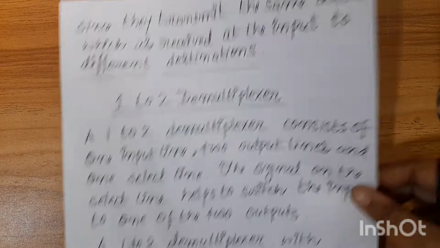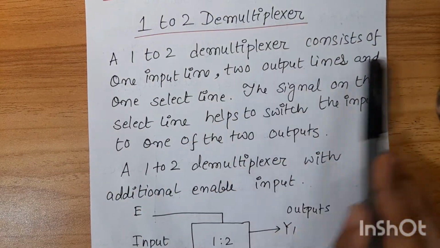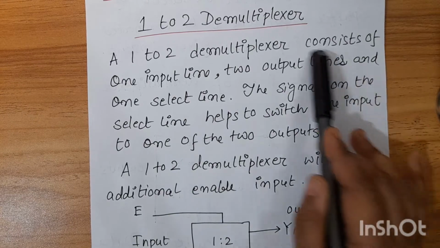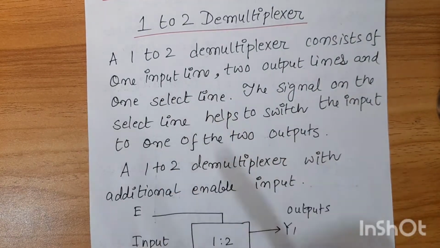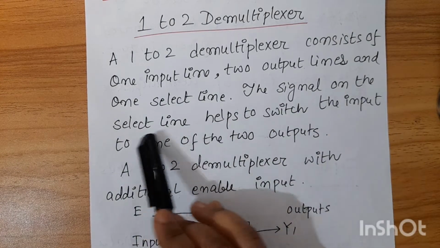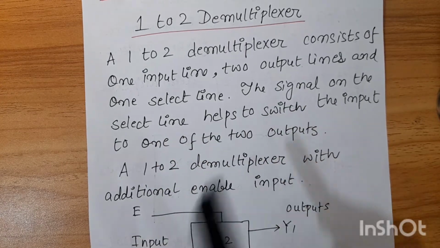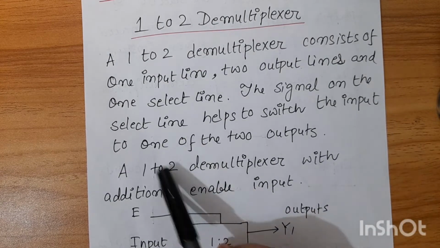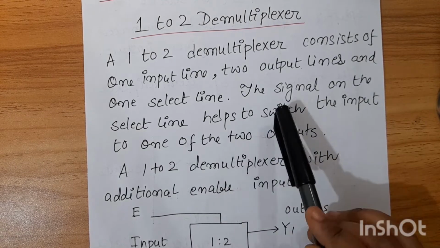So now we will discuss the 1 to 2 demultiplexer. A 1 to 2 demultiplexer consists of one input line and two output lines. Now in order to get two output lines, how many select lines do we need? We need one select line that can have the value of 1 or 0. The signal on the select line helps to switch the input to one of the two outputs. When the select line is 0, then the D input will go to Y0. When it is 1, it will go to Y1.